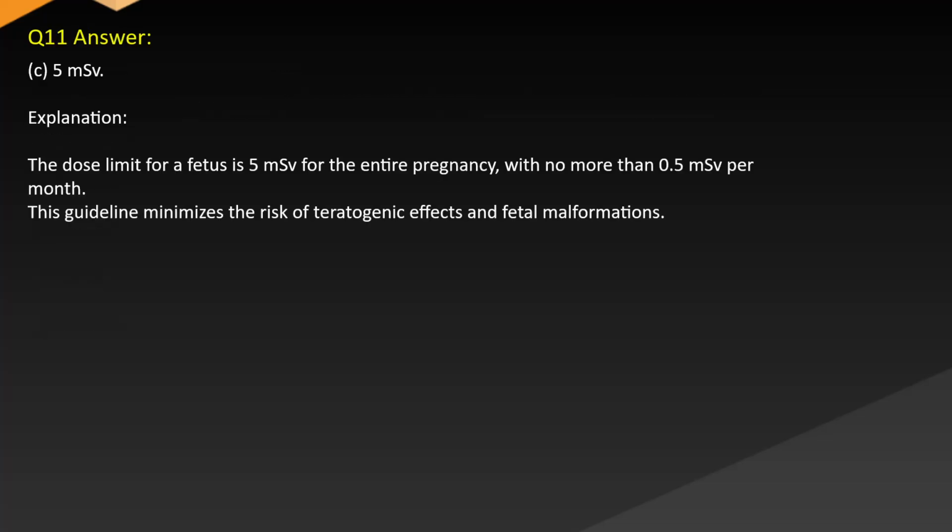Answer: C. 5 mSv. Explanation: the dose limit for a fetus is 5 mSv for the entire pregnancy, with no more than 0.5 mSv per month. This guideline minimizes the risk of teratogenic effects and fetal malformations.